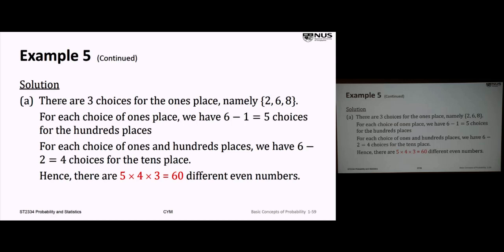Right, so for each choice of the ones, the unit, I now have 5 possible choices left in the hundreds. And then for each choice of the ones and the hundreds, you've got 6 minus 2, 4 choices for the tens. So basically the number of choices you have is going to be 3 times 5 times 4. If you do it in the order of this, or if you want, you can put it in numerical order, 5 times 4 times 3. And that's the solution, 60, if you like. It's also good enough just to leave it as 5 times 4 times 3.